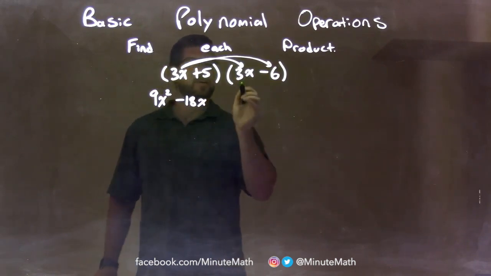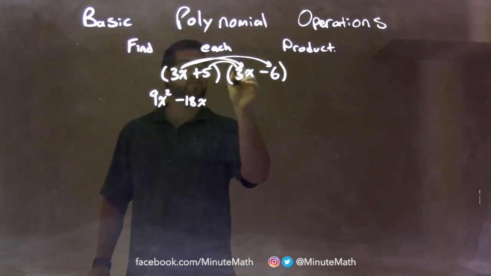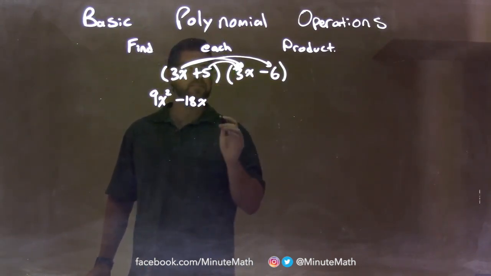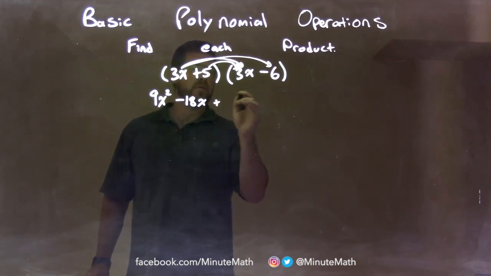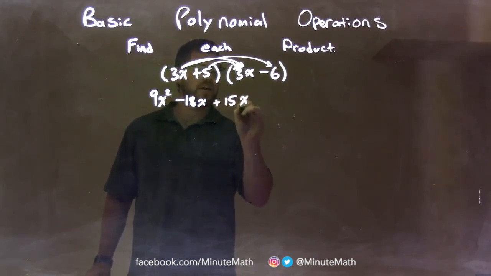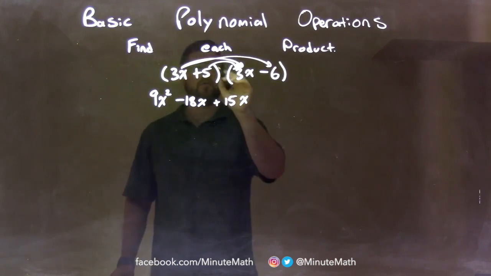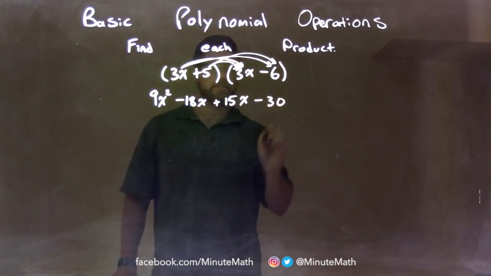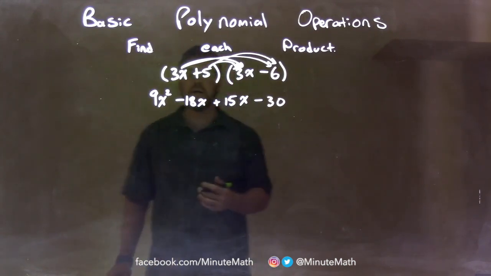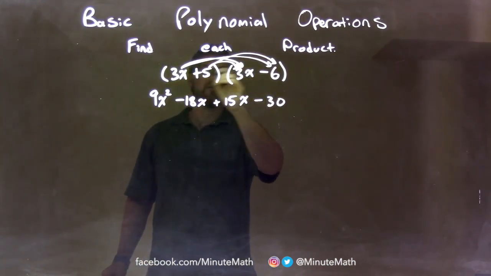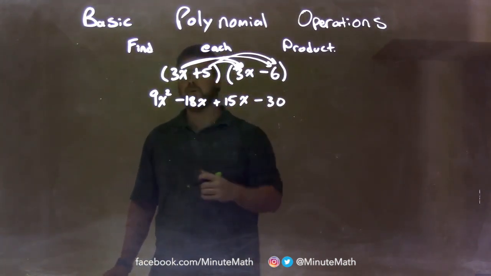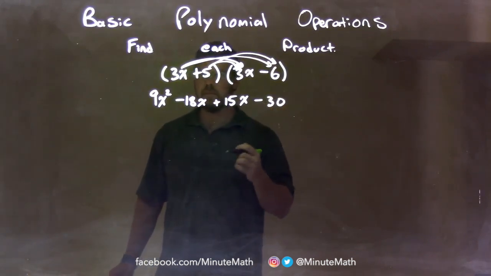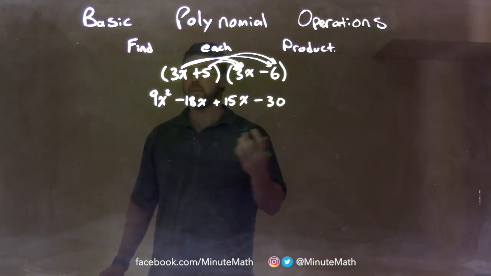Now I have 5 times 3x, dealing with 5 now, which is positive 15x. Now we have 5 times a negative 6, which is a negative 30, okay? So we brought that down. We already distributed, multiplying all parts of the first parenthesis by all parts of our second parenthesis, and so now it's time to simplify, combine like terms.